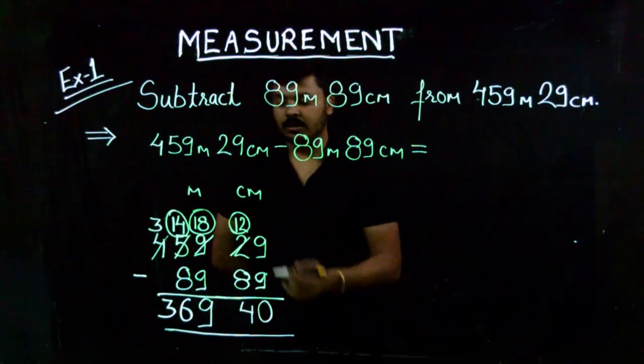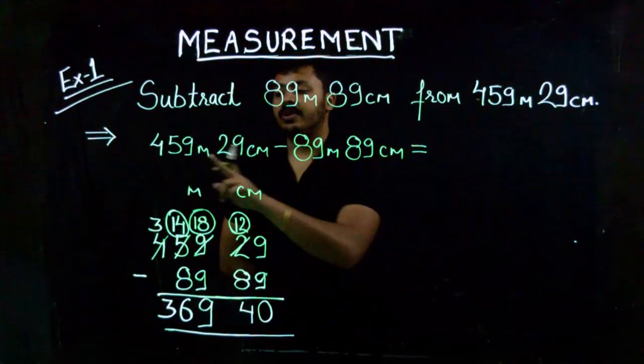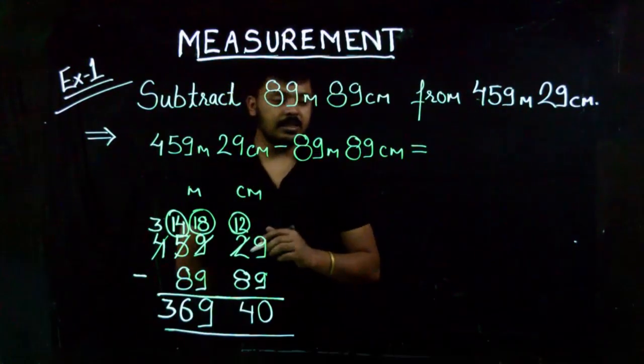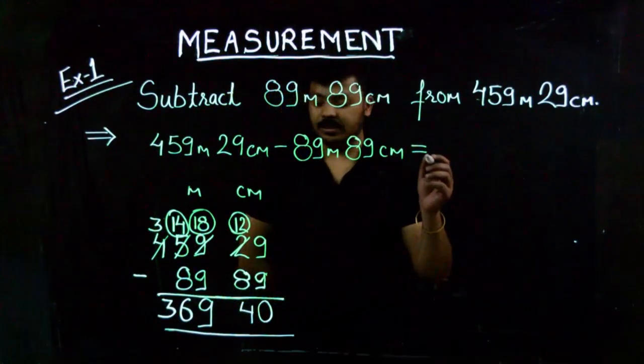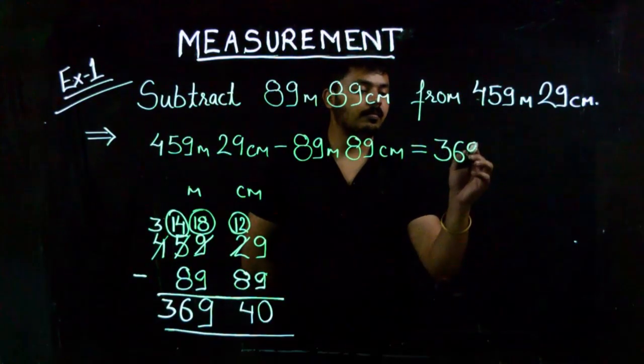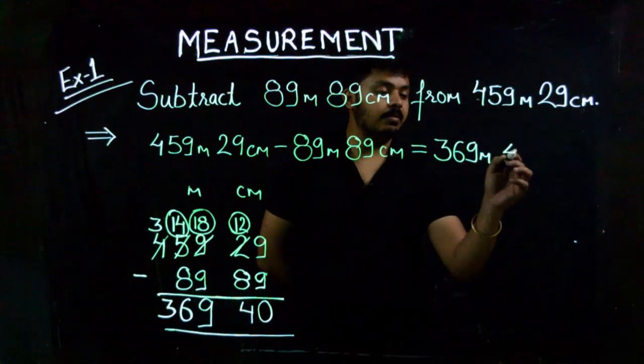So we can say that when we subtract 89 meter 89 centimeter from 459 meter and 29 centimeter, our answer is 369 meter and 40 centimeter.